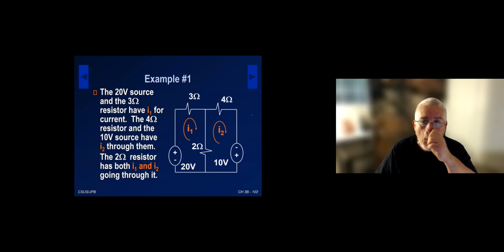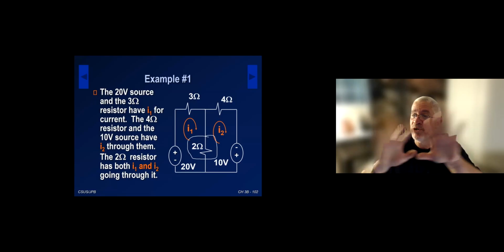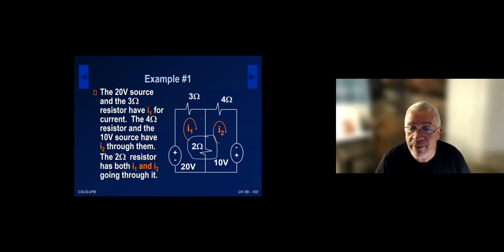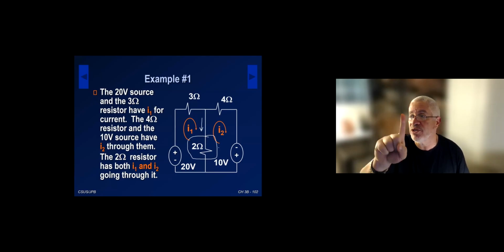Again, this is stating that the 20-volt source and the 3 ohm are getting the current I1, the 4 ohm and the 10-volt source are getting the current I2, and the 2 ohm resistor is getting a combined current, a contribution of both I1 and I2. For example, if I want the current going this way on the 2 ohm, then it's I1 minus I2, because I1 is going in the same direction as the current I'm looking for, and I2 is opposing it.